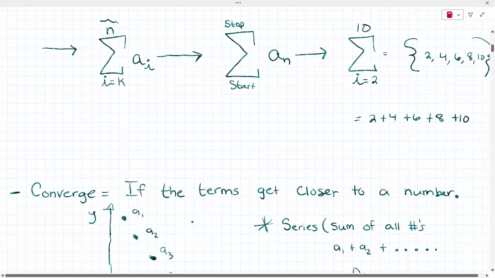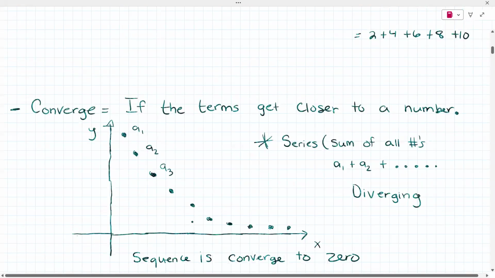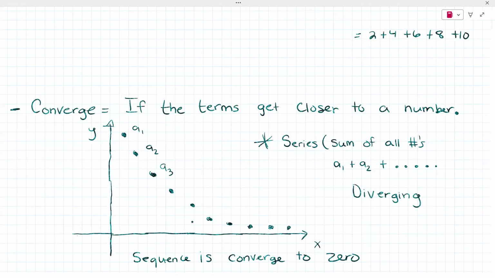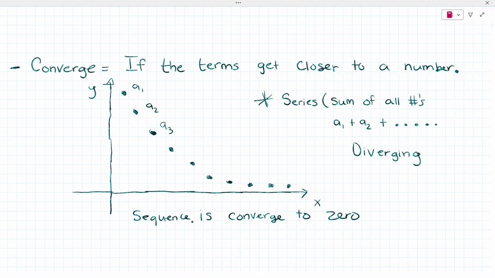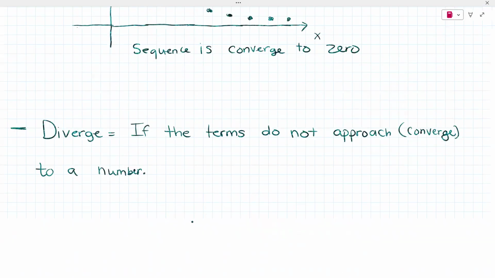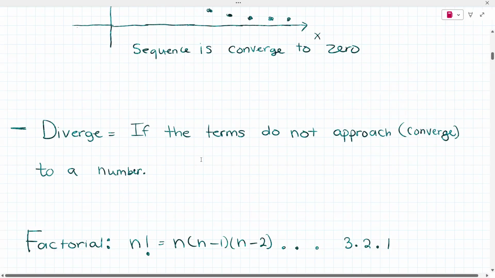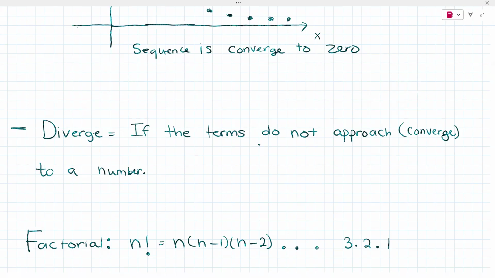Okay, so let's talk about convergence. If the terms get closer to a number, then it converges. A series is the sum of all the numbers. And if it doesn't go to a number, so if the sequence goes to positive infinity or negative infinity, it usually diverges. Diverges means the terms do not approach a number. Basically it either becomes infinity or negative infinity. That's how you know it diverges.